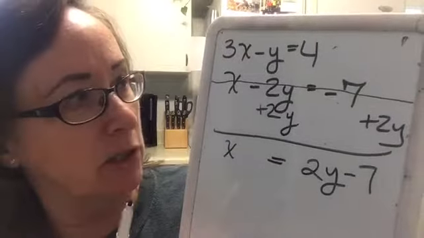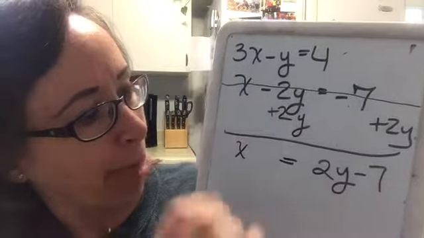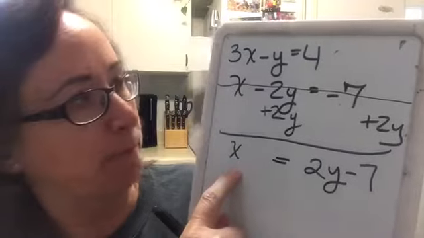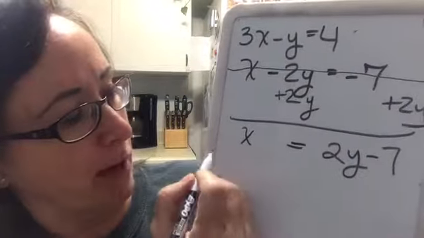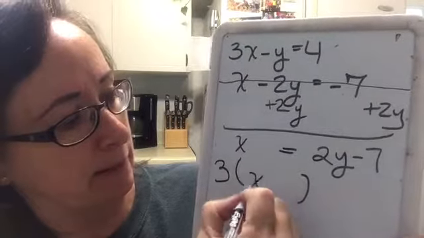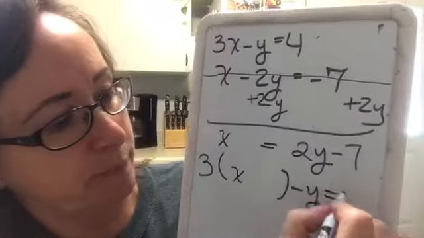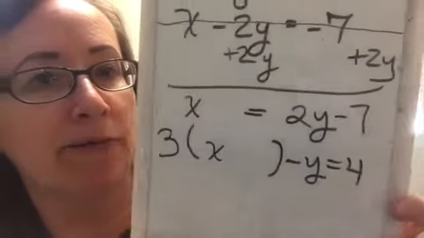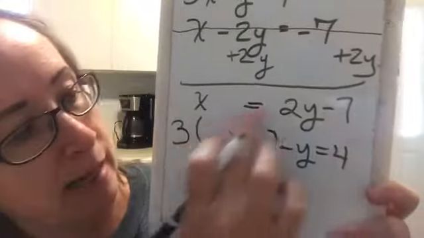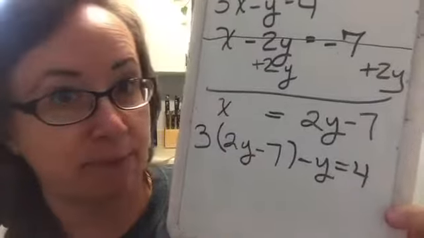And now I'm going to use substitution, which means I'm going to use this one up here as my framework. And I'm going to substitute in where I see an x here. I'm going to substitute this x in. So I'm going to rewrite my framework here. I'm going to leave a big place for that x. 3x minus y equals 4. Okay, so I'm just rewriting my framework with a big spot for the x. Then I'm going to take the x out and substitute in 2y minus 7.